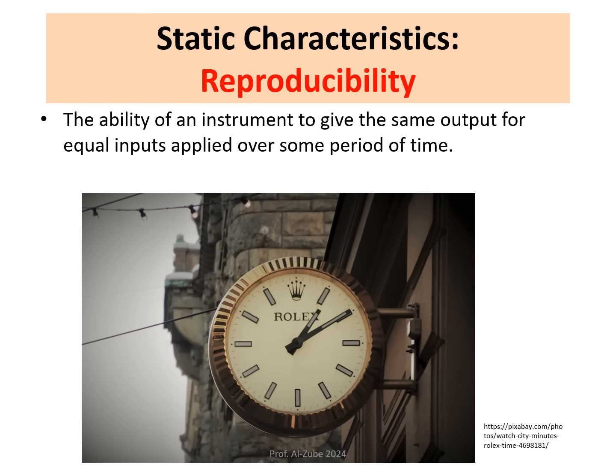Now we have another static characteristic called reproducibility, and it's the ability of an instrument to give the same output for equal inputs applied over some period of time. Reproducibility is really important in healthcare, even though it's hard to achieve, because we are dealing with the human body, a nonlinear biological system that is affected by a lot of factors: environmental, biological, chemical, and even psychological and emotional. So reproducibility is a big challenge, and that's why we would like to do statistical analysis for reproducibility.